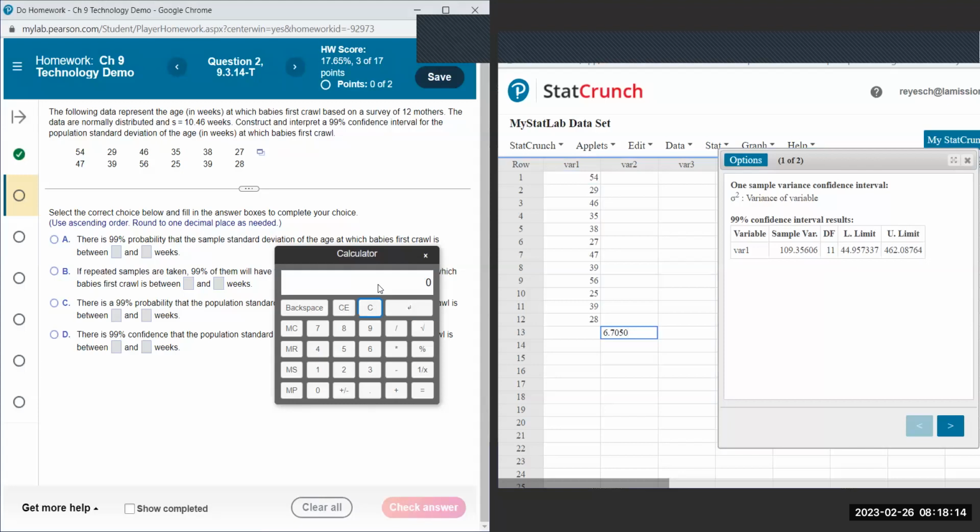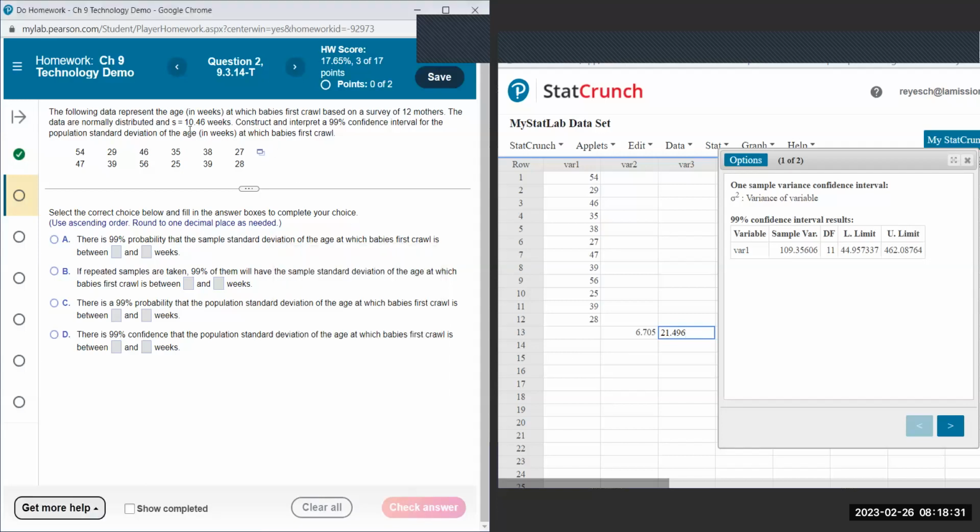And then I'll take the upper limit, the upper bound, which is 462.08764 for mine. Take the square root. So my upper limit is 21.496. Now remember, the standard deviation for these 12 babies was 10. So maybe it's not 10 for all babies, but somewhere between 6 and 21.